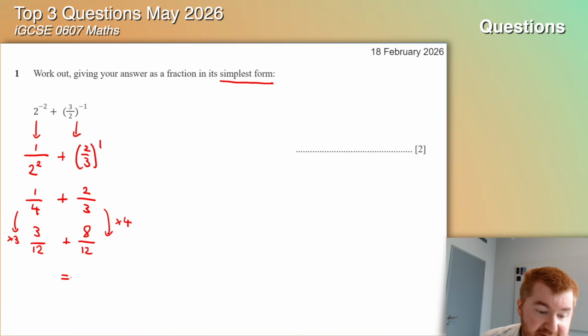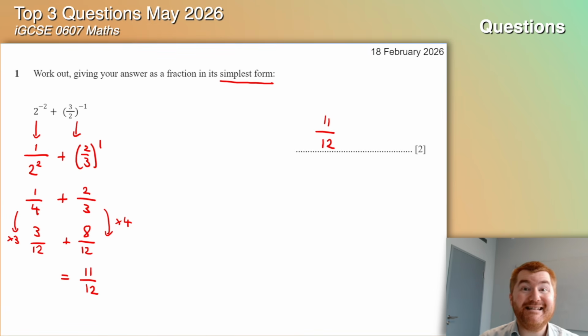Now I can just add these fractions together. So 3 over 12 plus 8 over 12 gives me 11 over 12, which by using this denominator, we get already in its simplest form for the 2 marks. Now, generally, I make these predicted papers slightly harder than the real thing, so you feel really well prepared when you get into the exam.